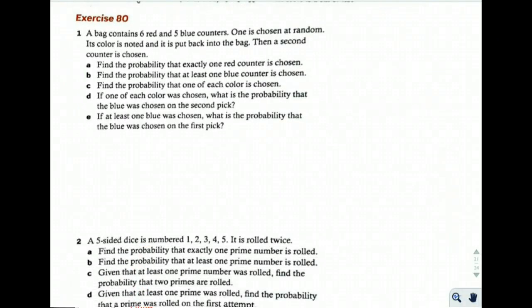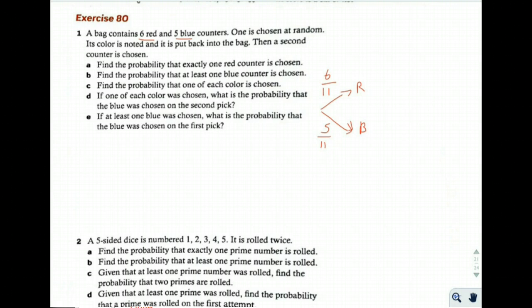Okay, so if you have a bag that contains 6 red and 5 blue counters, you're going to choose one at random and then you put it back in the bag. Then you choose again. So on the first drawing, you're going to choose either red or blue. There's a higher chance that you're going to get red than blue, right? Because there's 6 red and there's 5 blue. What's the chance that you're going to get red? The chance you're going to get red is 6/11. The chance that you're going to get blue is 5/11.